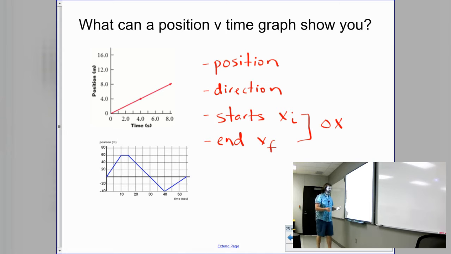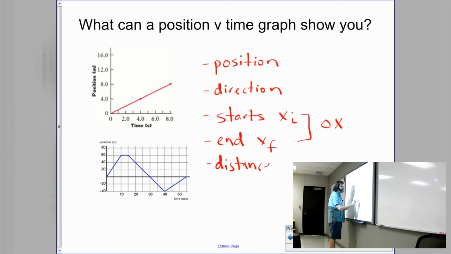Position time graphs can also show us distance covered as well. If the graph is very simple, like this one on the top, the red graph, since it's only moving in one direction, it can tell us right off the bat that it's moved 8 meters in 8 seconds. So we know the starting position was 0, 0. It only went in one direction. Again, we can figure out the distance very easily.